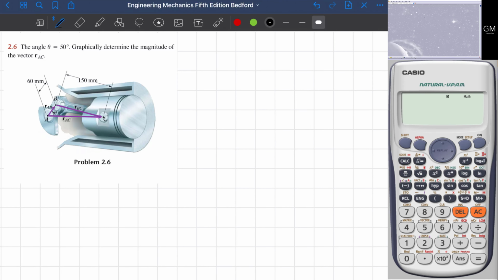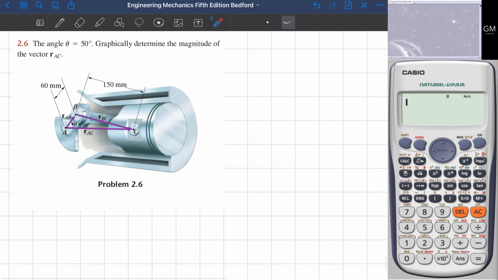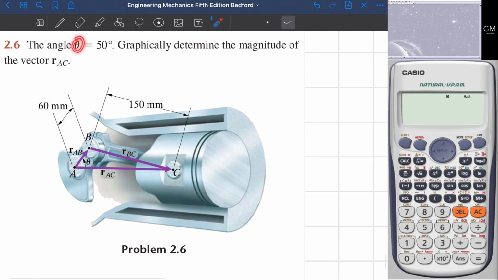Okay, we will solve the following exercise. The exercise is number 2.6. The angle alpha, and in this case this Greek letter is called theta. The angle theta is equal to 50 degrees. Graphically determine the magnitude of the vector RAC. So this is the vector that I require.